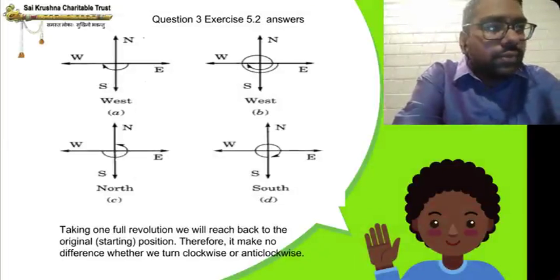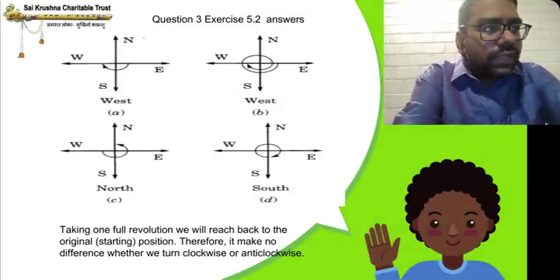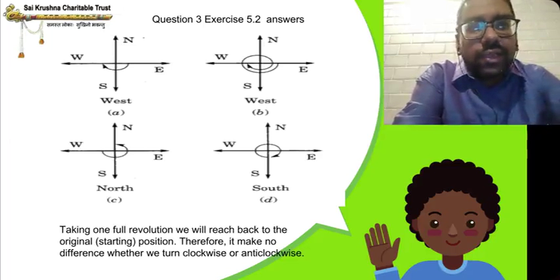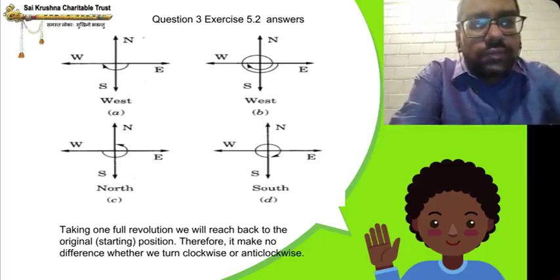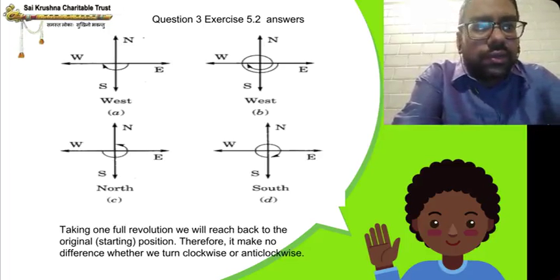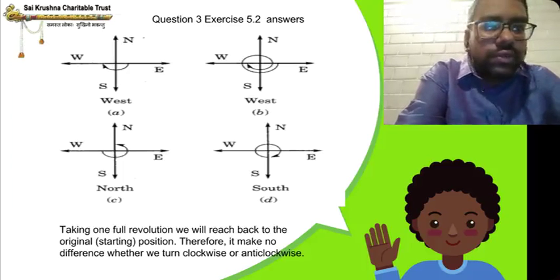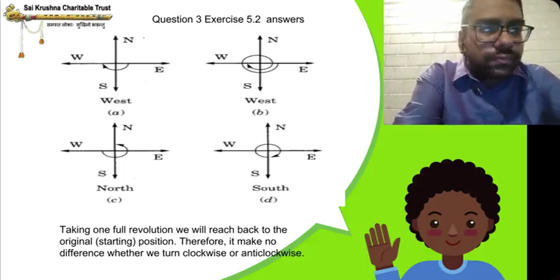Exercise 5.2, question 3. Okay, first question is, which direction will you face if you face east and make half revolution clockwise? East to south is 1/4 revolution or one right angle. South to west is 1/4. So totally half revolution. You are facing west.